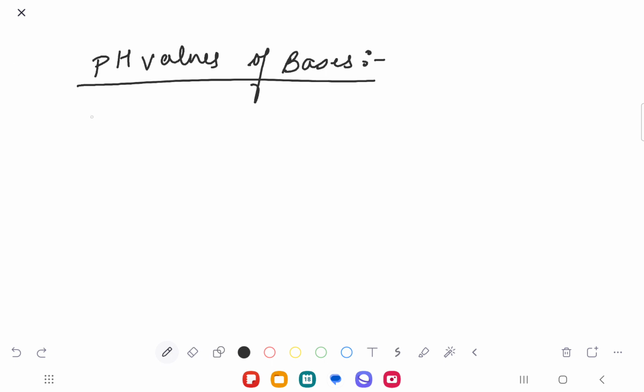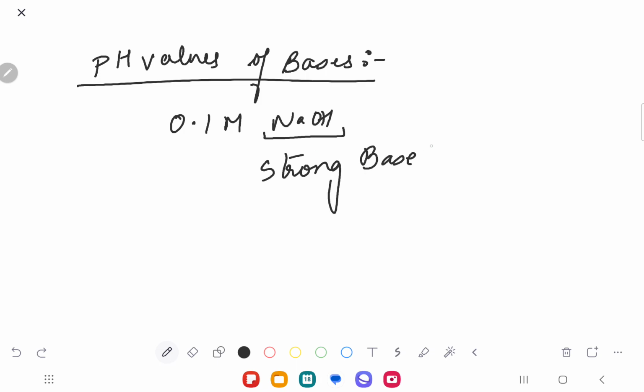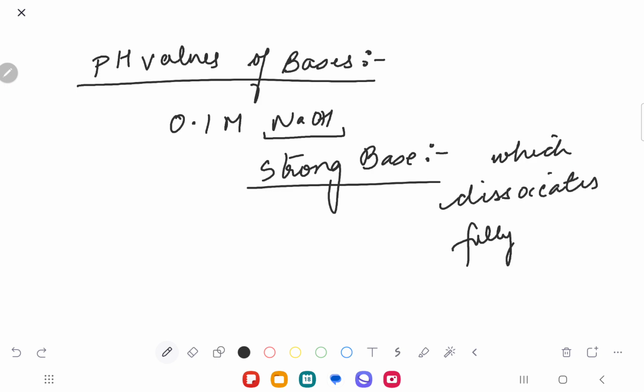So when the bases are releasing the OH negative ions, let's suppose I take 0.1 molar NaOH. And this NaOH, I know that it is a strong base. What do you mean by a strong base, Shruti? A strong base is one which releases lots and lots of OH negative ions, which dissociates fully. Yes or no? A strong base is one which dissociates fully.